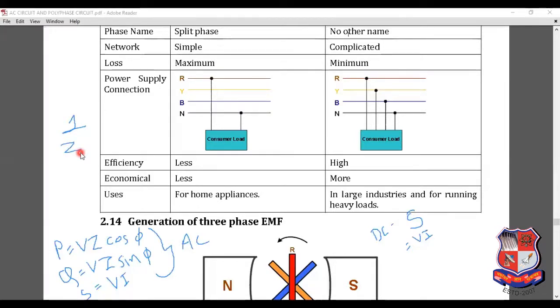Now, all three definitions that you have regarding the power factor: power factor is nothing but the cosine of the angle between voltage and current.